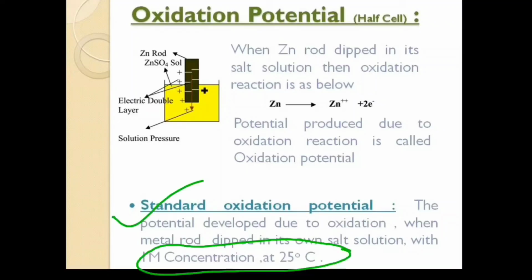Now in this case, if the temperature is 25 degrees centigrade and the concentration of salt solution, that is ZnSO4 solution, is 1 molar, then the potential produced is known as standard oxidation potential.